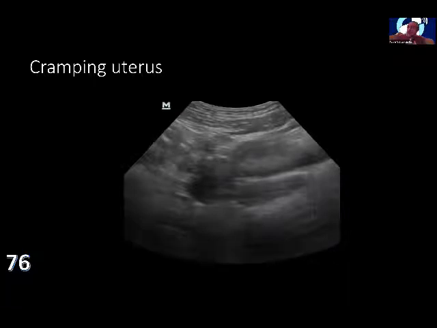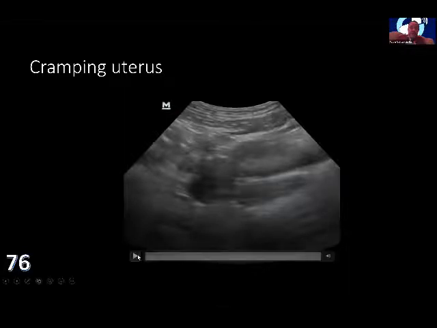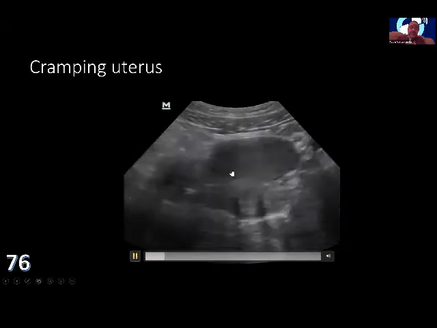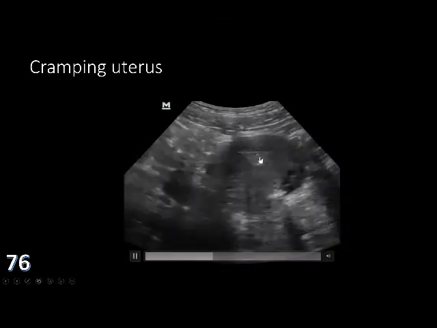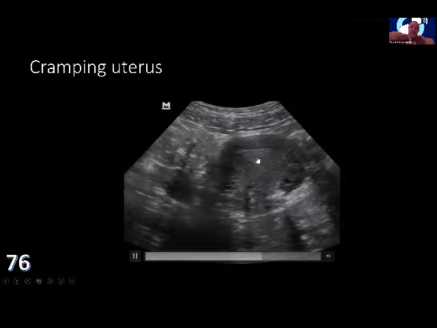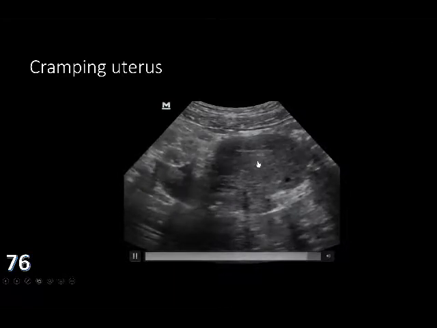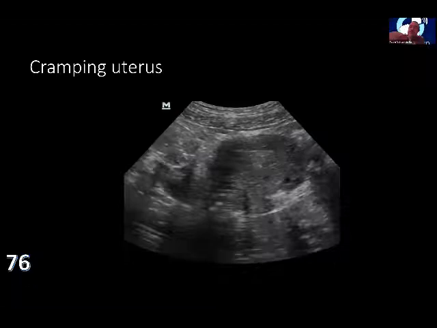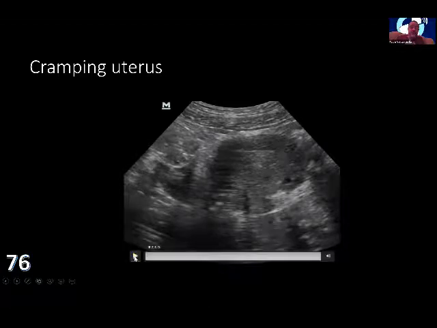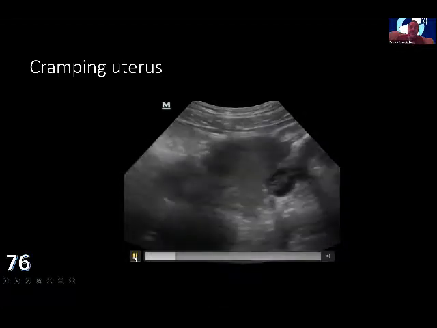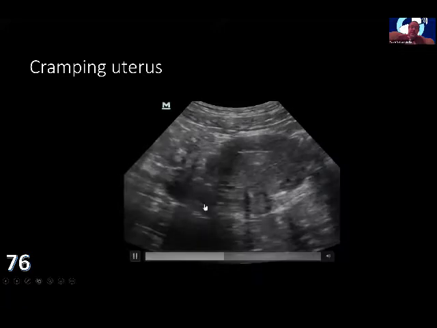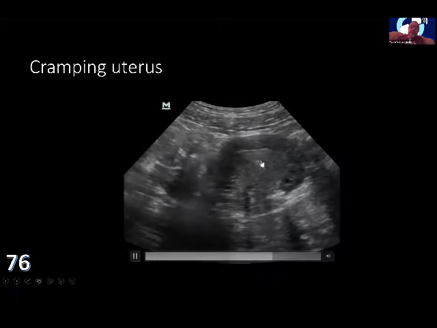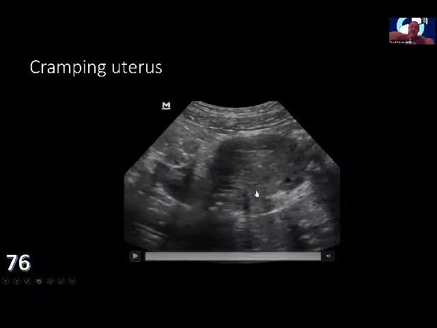Sometimes I see the patient and say, did it hurt? And she says, yes. We can see whenever the uterus is cramping. See this? How the endometrial, see that? The squeezing. I could almost hear your ouch. Squeezing down.